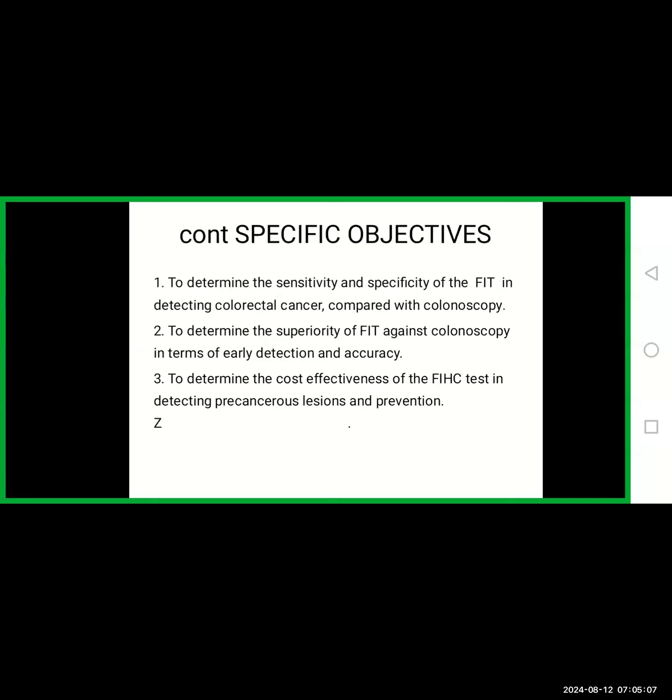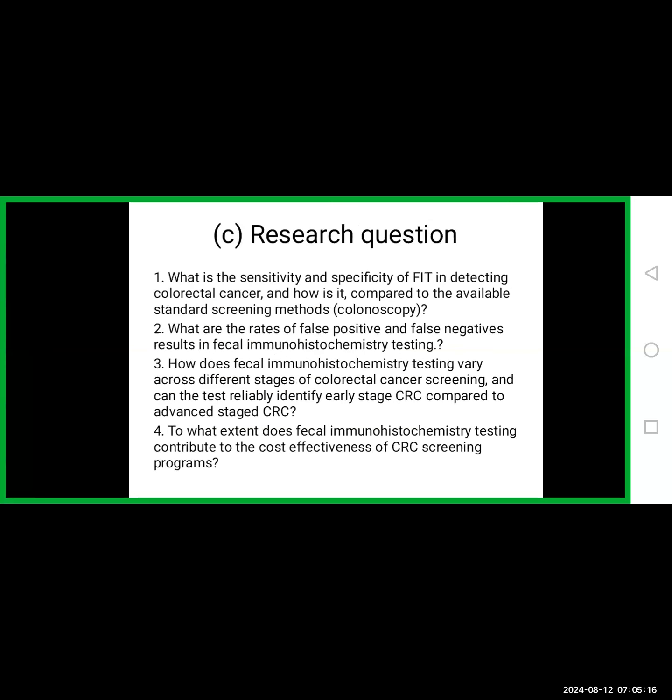Next slide. Research questions. Next slide, please. What is the first question? The answer, the question is 4 research question 1.